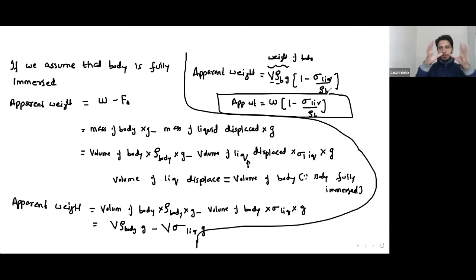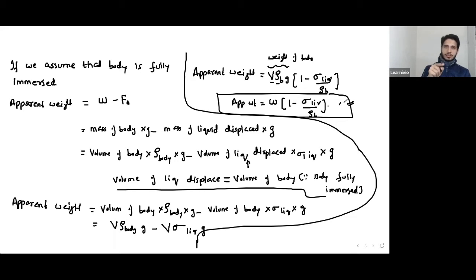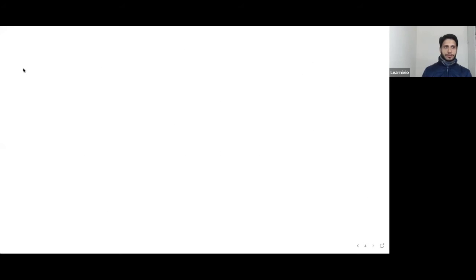Apparent weight means if you immerse a body inside a liquid, then the net weight is weight of body minus the buoyant force. That is the apparent weight. Sometimes you can get this expression to derive. This is the derivation of this expression. But remember, while deriving this expression, we have assumed that the body is fully immersed. If the body is not fully immersed, then you will not get this relation. You will get this relation only if your body is fully immersed. The next is law of flotation.